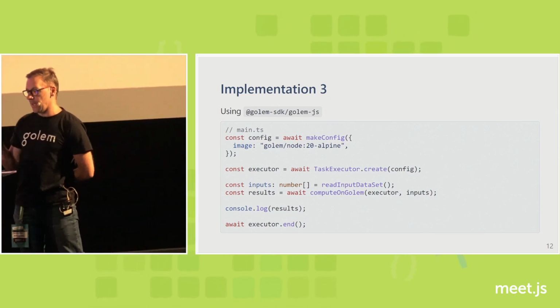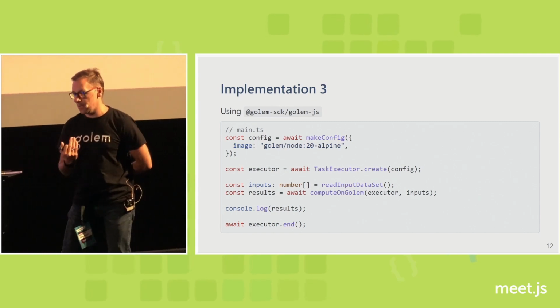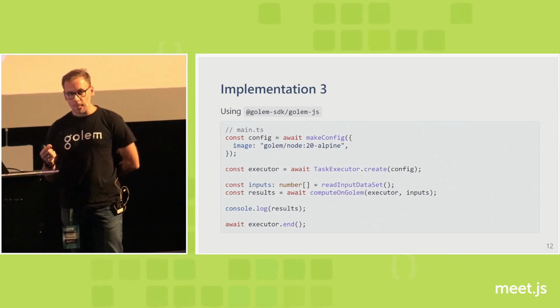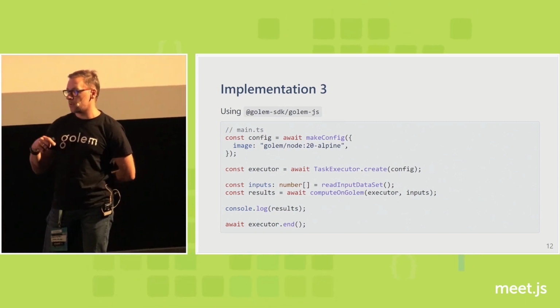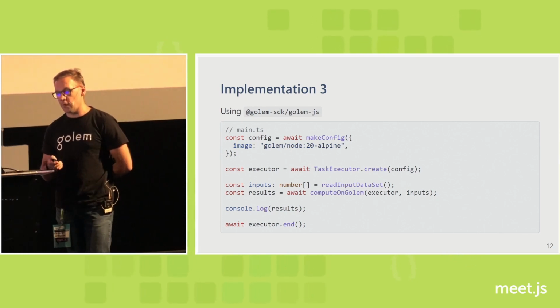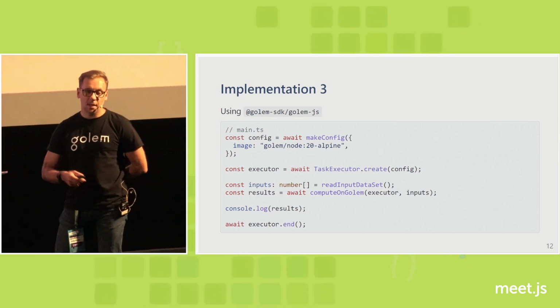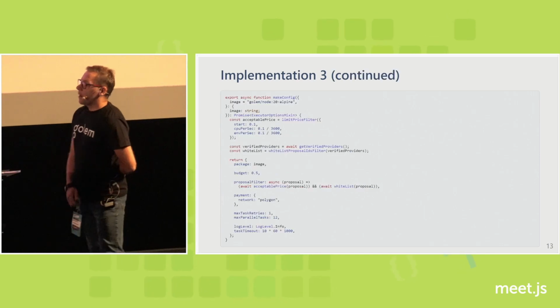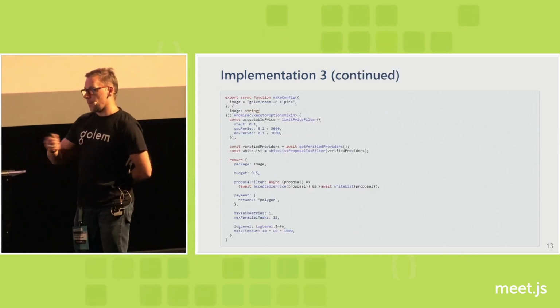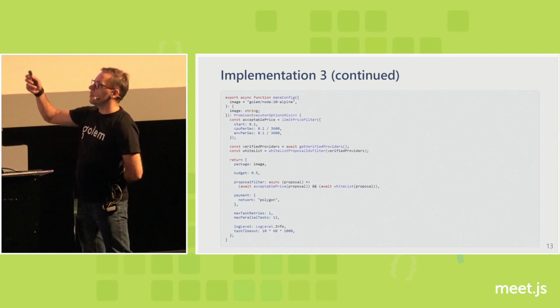Then I'm building up an instance of the executor with this, and then you saw the rest. I'm getting the input, and I'm going to compute the values on top of Golem, show the results, and then clean up the resources. Now, how does the make config function look inside? I'm not going to go into the details.